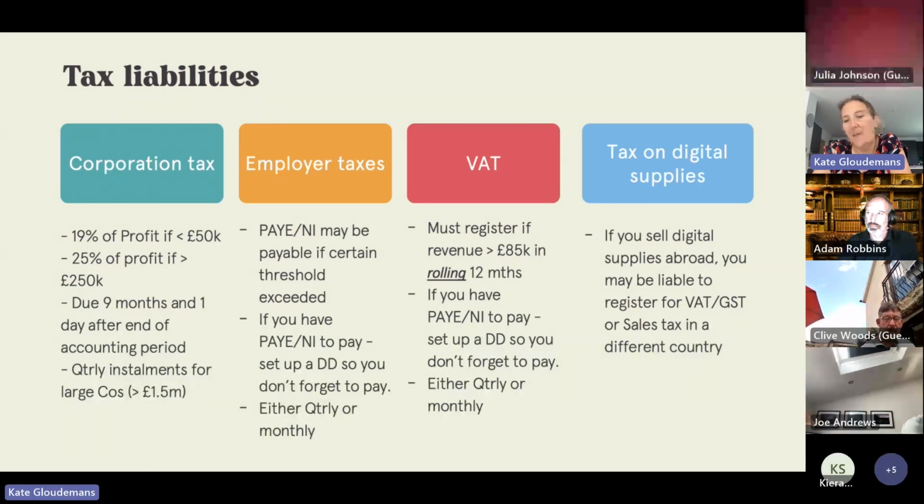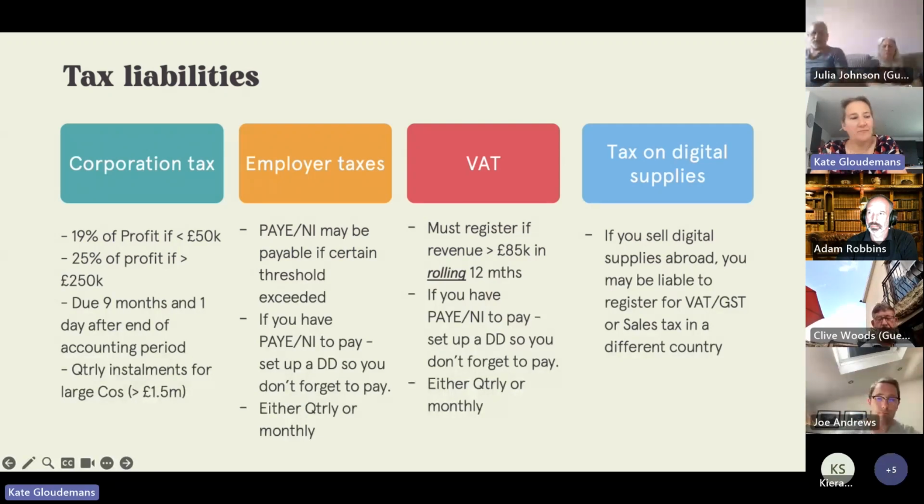Best advice is set up a direct debit for this so you don't forget to pay, and that would normally be quarterly or monthly. Okay, VAT. You might not be VAT registered, but if your revenue is more than 85,000 in a rolling 12 months period, so not in the last calendar year or the last financial year, but in 12 months, so we're in June now, from June to May last year, that'd be rolling, and then it would be from June to July, July to August, etc. So keep tabs on that from a revenue perspective. Again, that's why it's important to keep those records so you can keep checking.